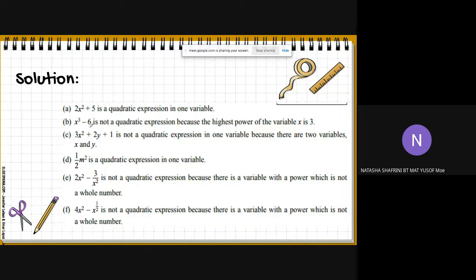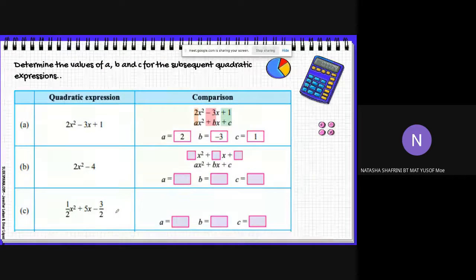The first one quadratic, second one not quadratic because power 3. Okay, ni because two unknowns. Okay, this one betul. This one because we have x square bawah. So, power 3, x power negative 2. Okay, this one also is not a quadratic expression. Okay, boleh faham? Okay, next.